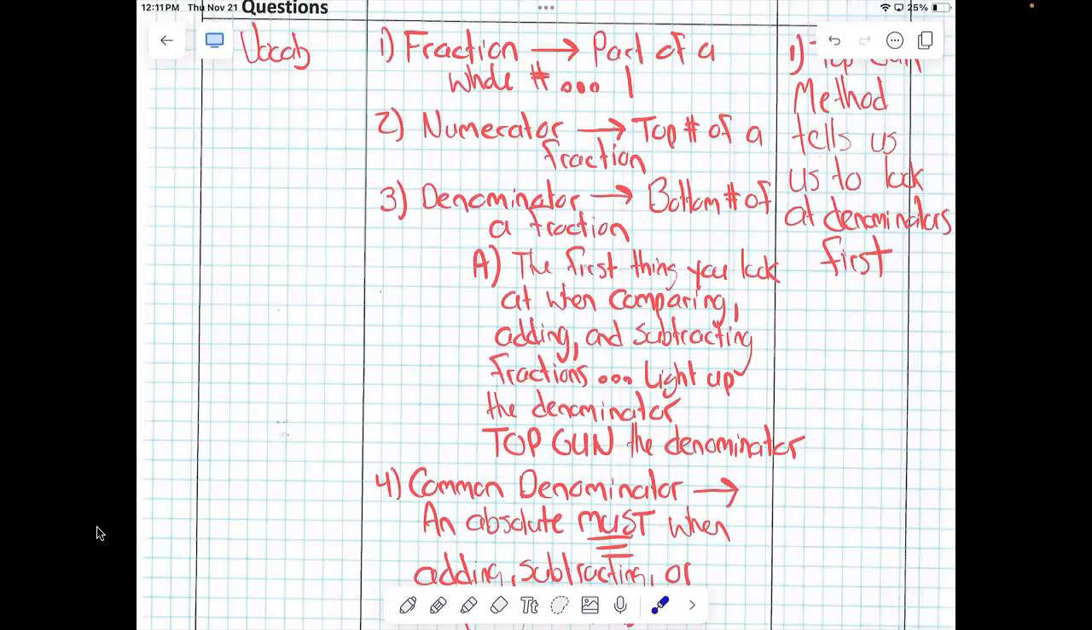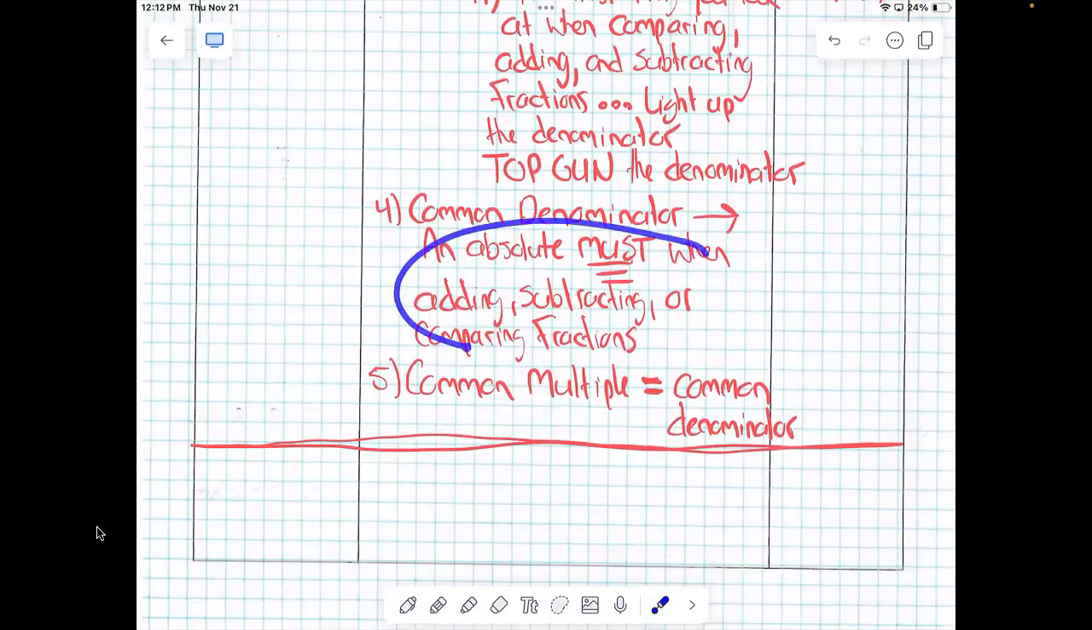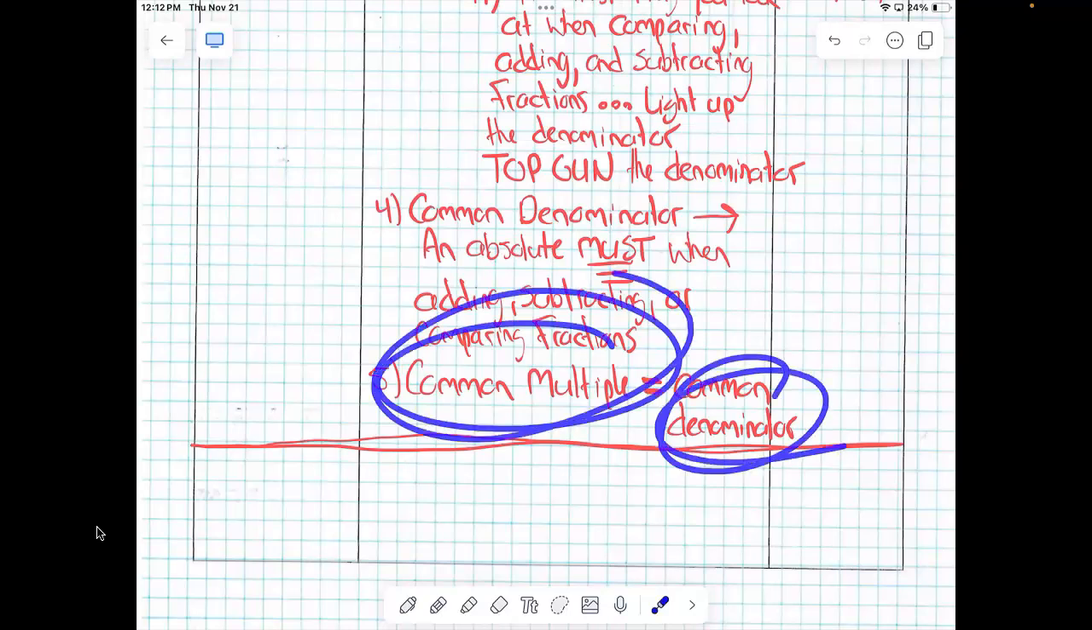When we have denominators, we know that in order to add or subtract fractions, we must always look at them, right? Yes. We call this what to the denominators? And remember my whole Top Gun story? Yes. So if I say Top Gun, the denominator, that means you look at them first, right? Yes. Okay. Common denominators, must we have a common denominator when adding or subtracting fractions? Yes. Is a common denominator the same as common multiple?